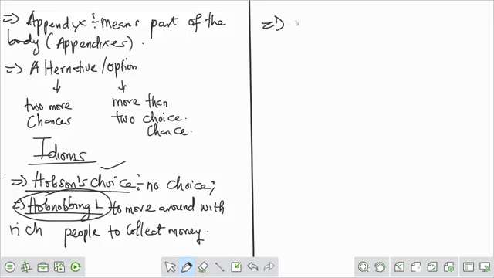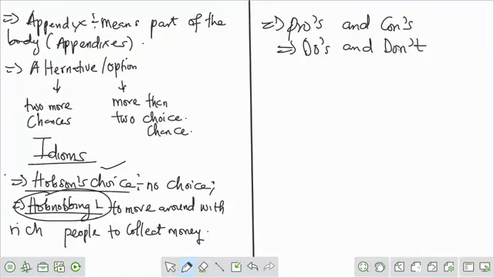Now, pros and cons. If I ask you what's the meaning of pros and cons, pros and cons means do's and don'ts. If I ask you what are the do's and don'ts of Evans live class, you must comment and you must attend class. So that is just pros and cons.